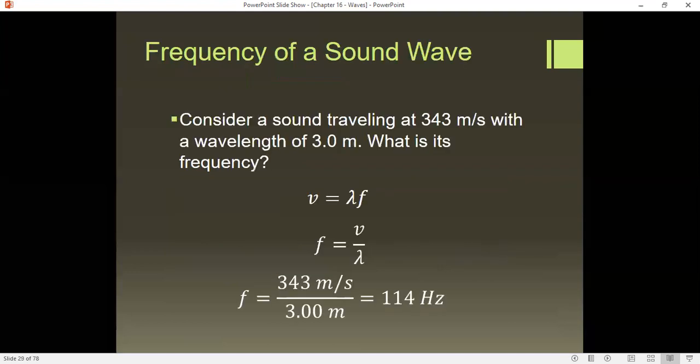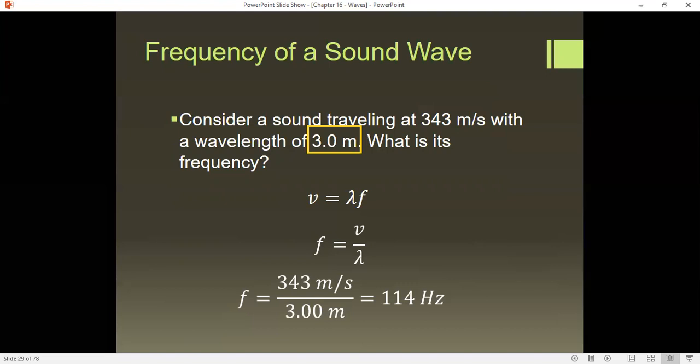Okay, let's take a look at this. At a certain temperature, sound will propagate at a speed of 343 meters per second. Next chapter, we find out that temperature is a big controlling factor in how fast a wave travels. The higher the temperature, the higher the velocity. All right, now with that in mind, let's say that we have a sound wave with a wavelength of 3 meters. What frequency is the wave?